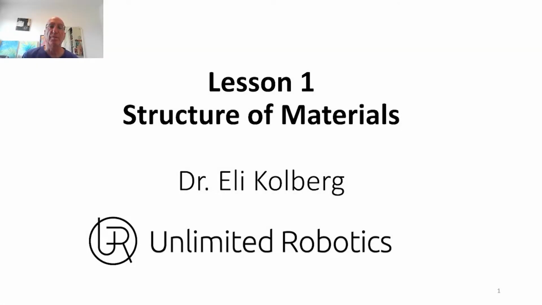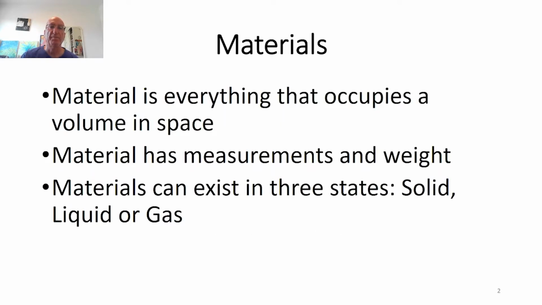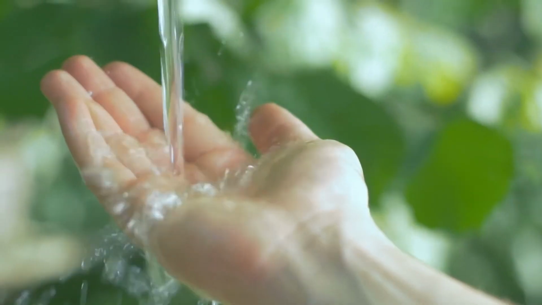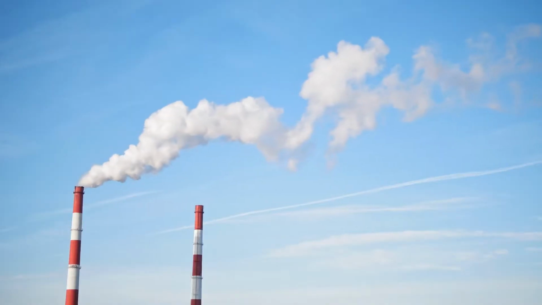I'm Dr. Eli Kohlberg from Unlimited Robotics, and in this video I will talk about the structure of materials. Material is everything that occupies a volume in space. Material has measurements and weight. Materials can exist in three states: solid, like a table for example, liquid, like water, or gas, like steam.